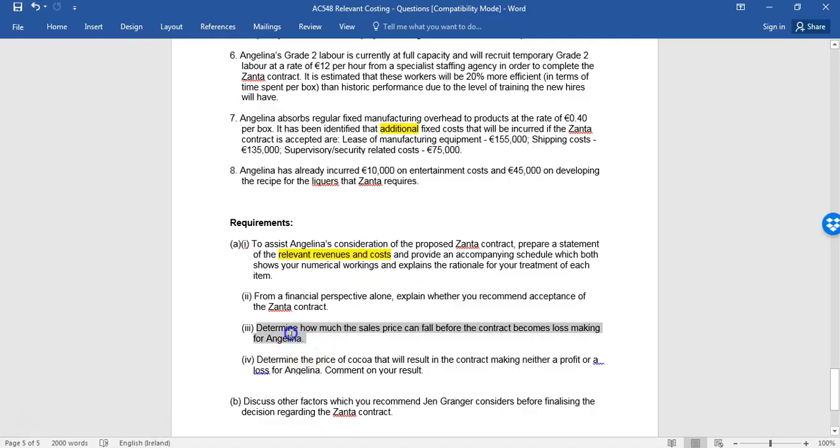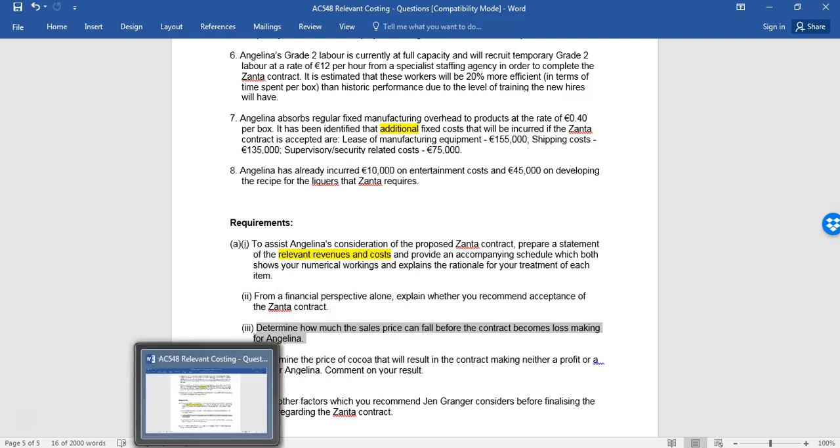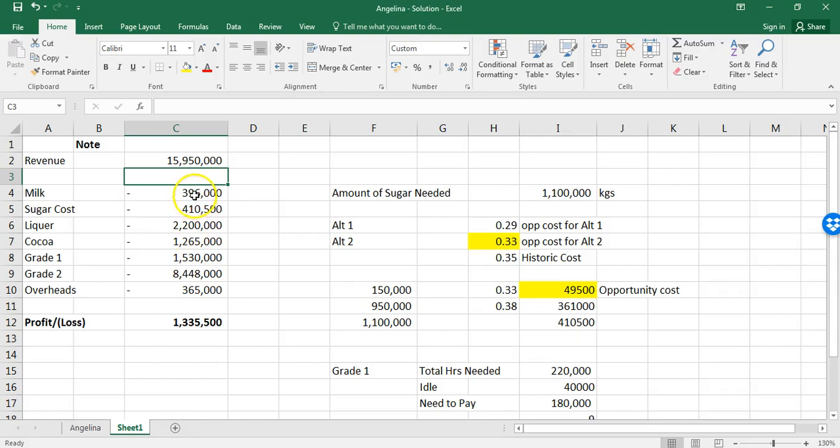So part 3 of the question now looks to determine how much the sales price can fall before the contract becomes loss-making. So essentially what we're looking at here is, what's the break-even sales price? So this is a measure of sensitivity analysis to say, look, we know all the incremental costs. So all the incremental costs, we can tot them up here. The total incremental costs are about 14.5 million. And we know we're getting 15.95 million of revenue.